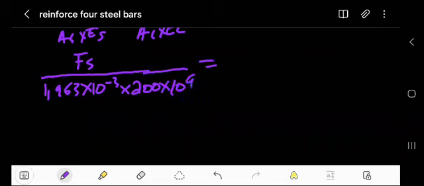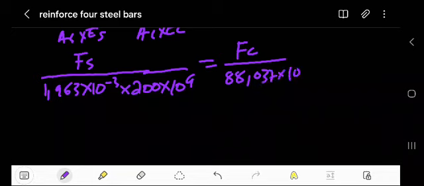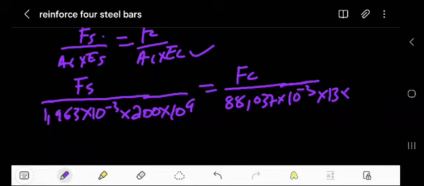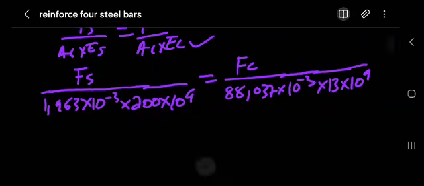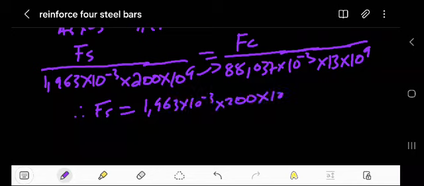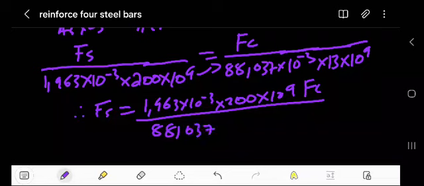We know that. Then the force of the concrete, I don't know, but the area, it was 88,037 times 10 to the minus of 3. Then the Young modulus, the one I've said is 13 times 10 to the power of 9. This is what we have. Then now math, you can make the Fs the subject. If you multiply by that, it will be 1,963 times 10 to the power of minus 3 multiplied by that Fc, like this.